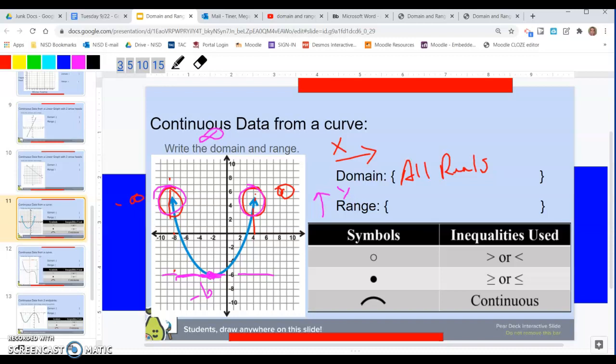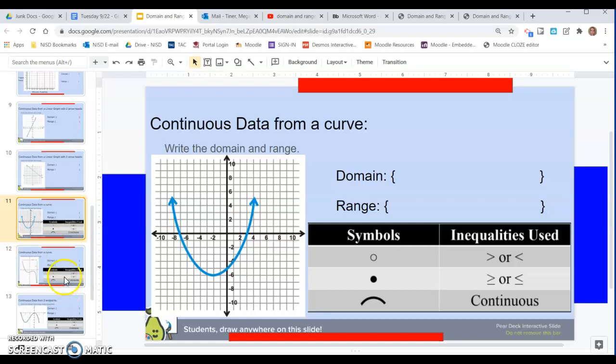Okay, so since it's all of my y values, since that line is above the -6, that means that all of my y values are greater than or equal to -6. If the line had been below the -6, then I would have said all of my y values are less than or equal to -6. Since it's above, it's greater than. If it's below, it's less than.